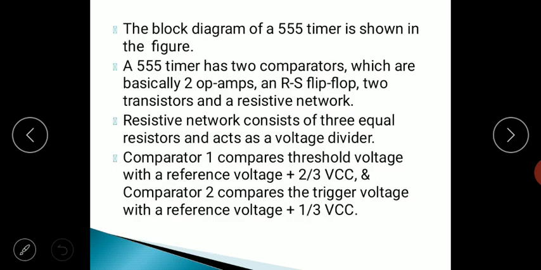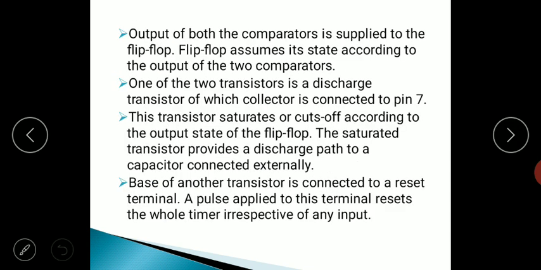That is the block diagram. I already told it consists of 2 op amps, SR flip-flop, 2 transistors and a resistive network. Comparator 1 compares the threshold voltage with the reference voltage, that is 2/3 of VCC, and comparator 2 compares the trigger voltage with a reference voltage, that is 1/3 of VCC.